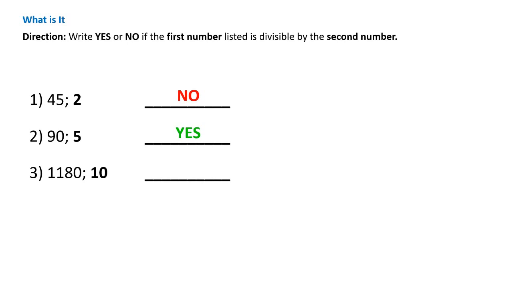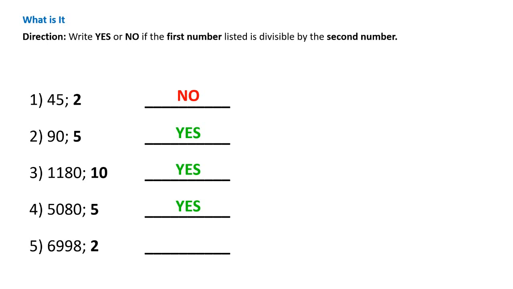Third, 1,180. Ito ba ay divisible by 10? Tingnan natin ang last digit number. Ang last digit number is 0. So, divisible siya by 10. Fourth, 5,080. Ang last digit number niya is 0. So, divisible siya by 10. Last is 6,998. Ang last digit number niya is 8. So, even number. So, divisible siya by 2.